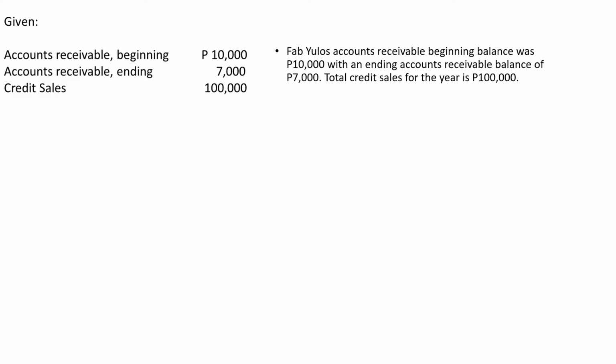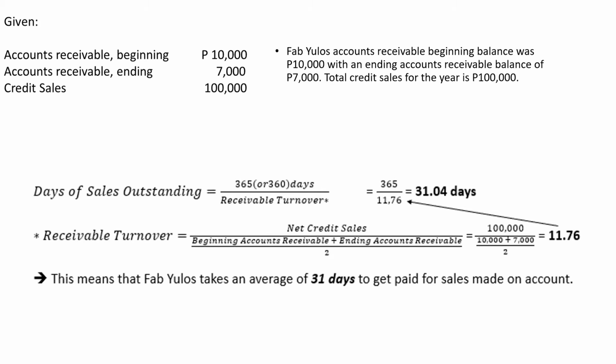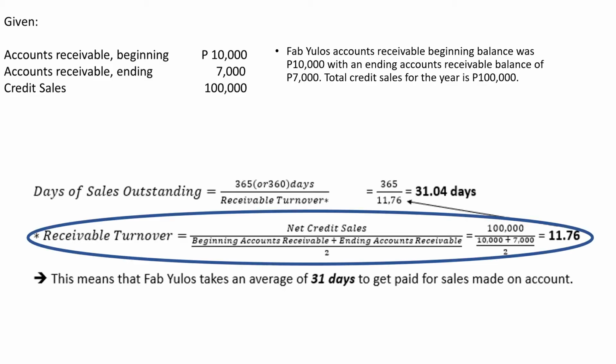The givens are accounts receivable beginning 10,000 pesos, accounts receivable ending 7,000 pesos, and credit sales amounting to 100,000 pesos. Now let us compute this using the formula where we need to compute first the receivable turnover. Receivable turnover is equal to net credit sales divided by the sum of beginning and ending accounts receivable divided by 2. And that will be 100,000 pesos divided by 10,000 plus 7,000 divided by 2, which is equal to 11.76.